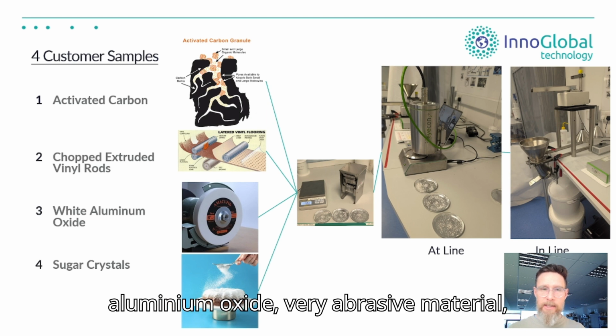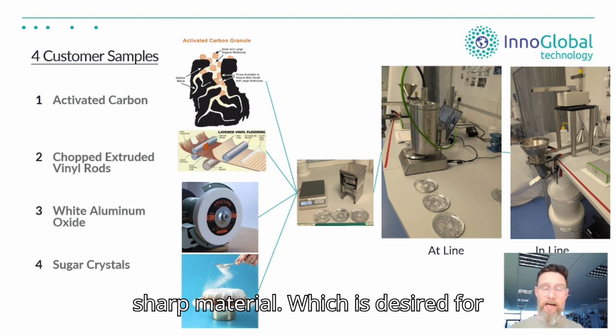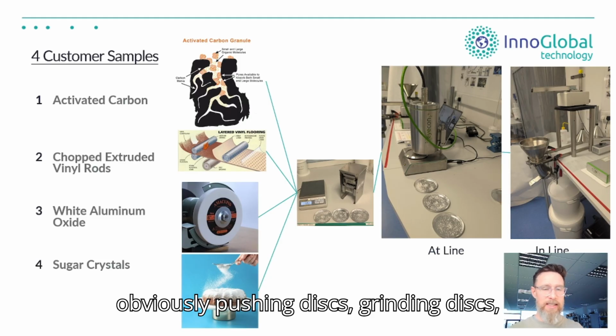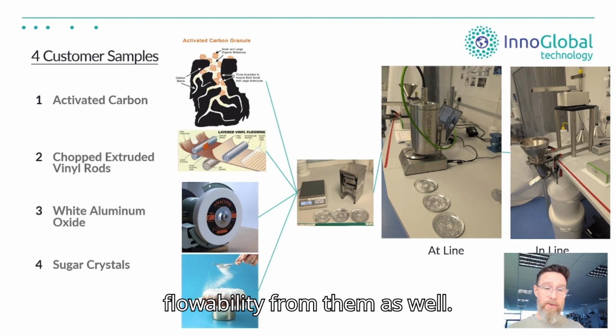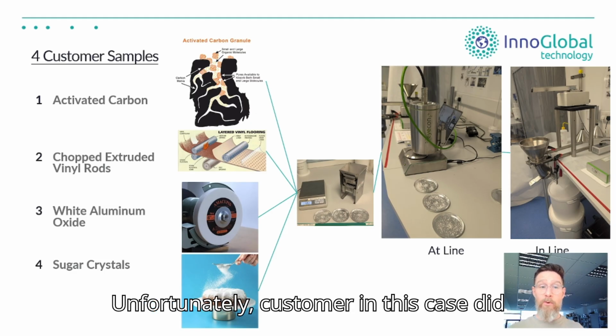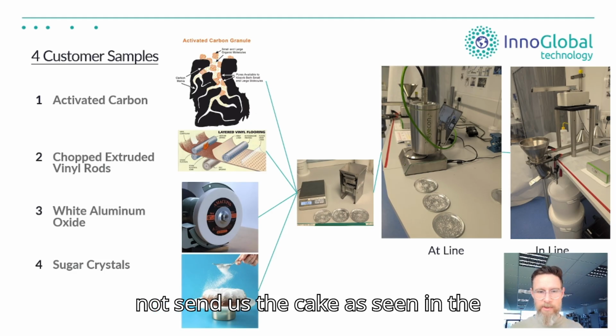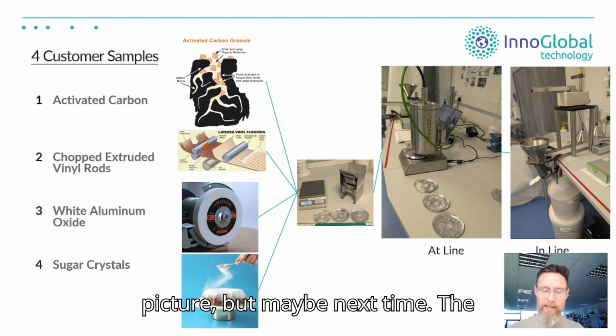There's the aluminium oxide, a very abrasive, sharp material, which is desired for obviously cutting discs, grinding discs, polishing wheels. And then the sugar crystals that also want high flowability from them. Unfortunately, the customer in this case did not send us the cake, as seen in the picture, but maybe next time.